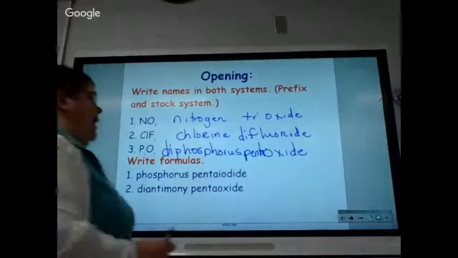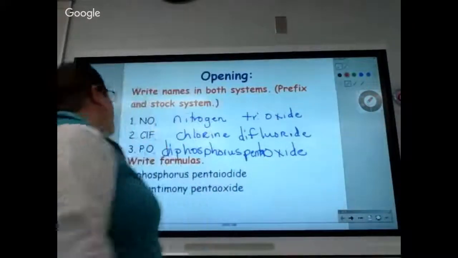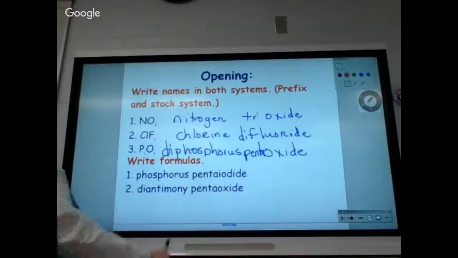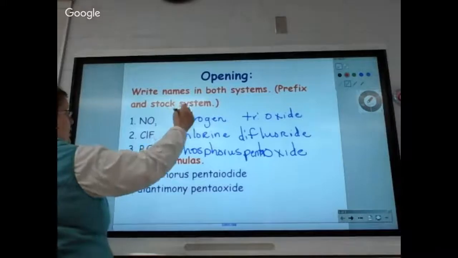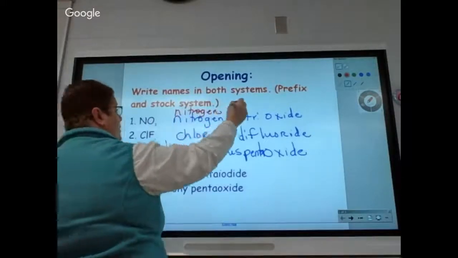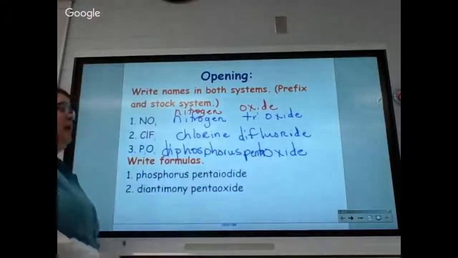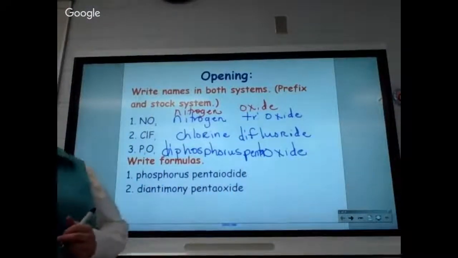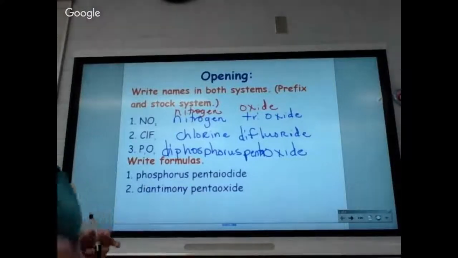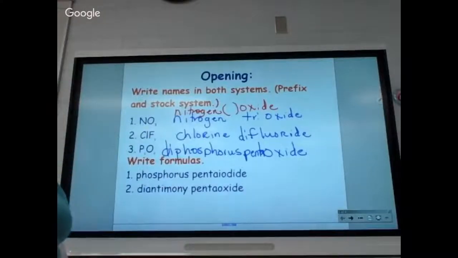Is we need to come back in and write the stock system name. So N is nitrogen and O is oxide. Now, we need what here? A Roman number. Now, here's the part that somebody in, I think it was third period, asked me yesterday.